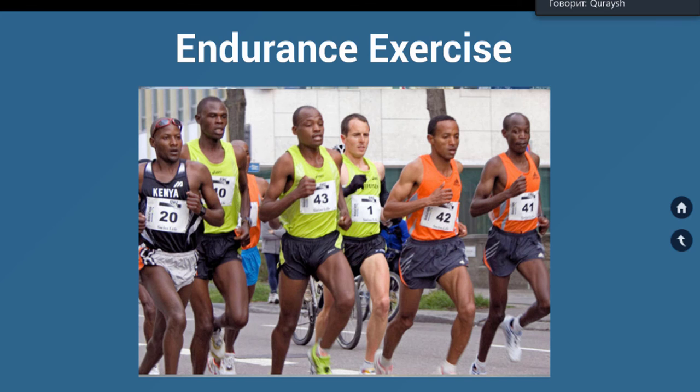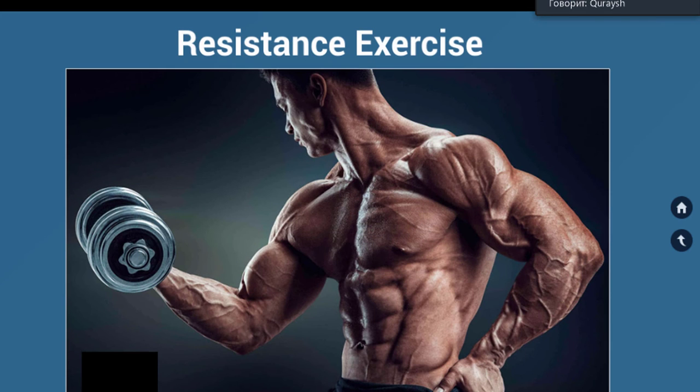Resistance exercise, as opposed to endurance exercise, requires a large amount of fast glycolytic fibers to produce short, powerful movements that are not repeated over long periods.